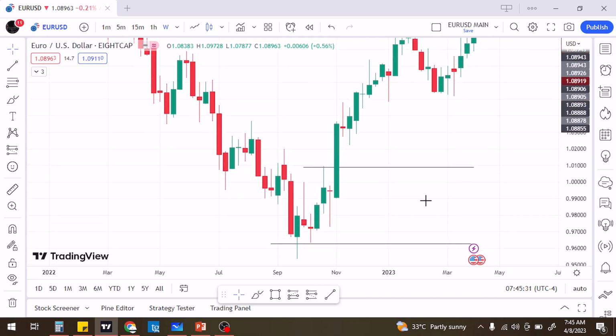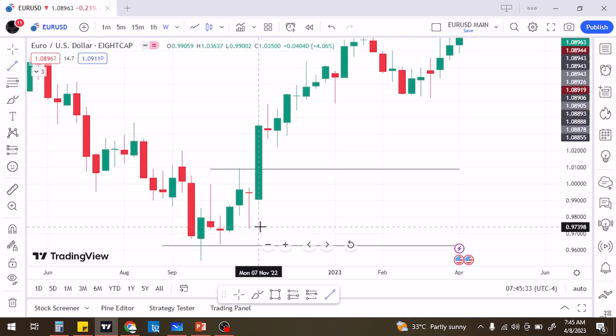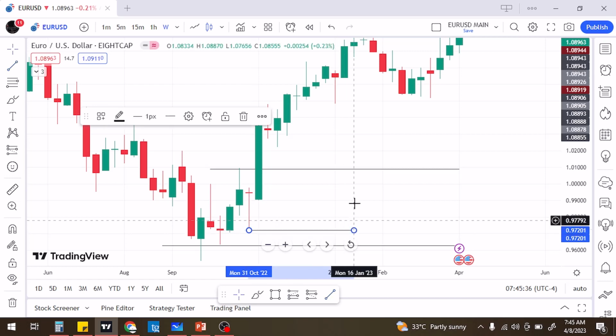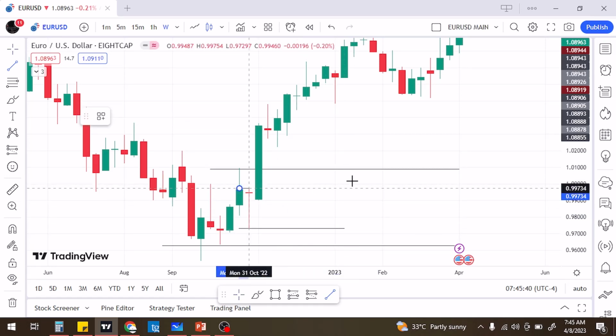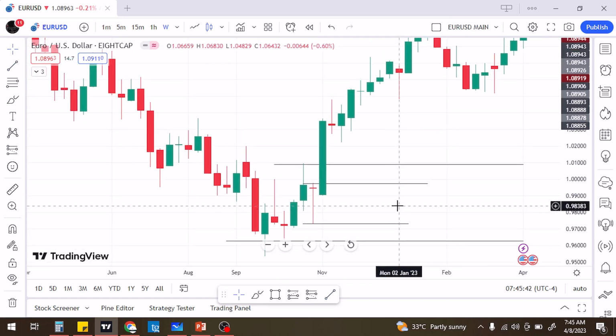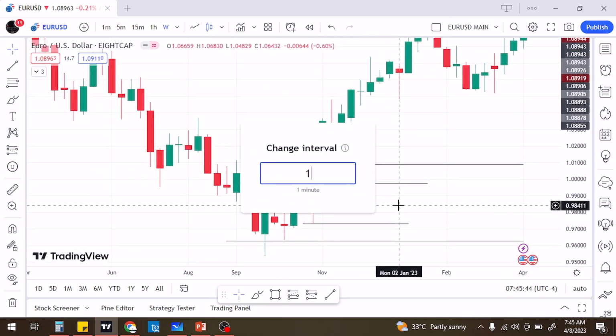Now we could go down further by selecting the last red candle here, which is this one. Let's draw the low of that candle this way. Then let's draw the high of that candle this way. Now we could go down to the what? 1 week. We could go down to 1 day.